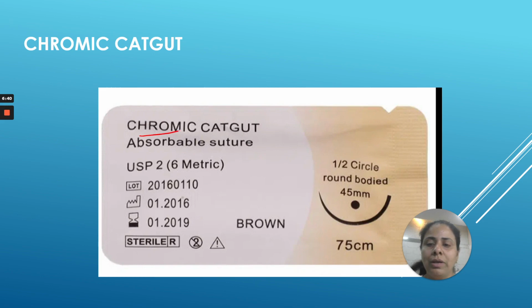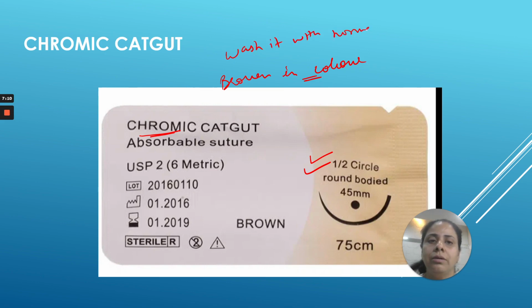And this is chromic gut suture. I will explain these terminologies later on. This is how it looks. It is brown in color. When you open these packets of chromic gut, they are usually bathing in some kind of liquid to preserve the catgut from disintegration or degradation. When you open it, you wash it with normal saline. Do not use it directly.